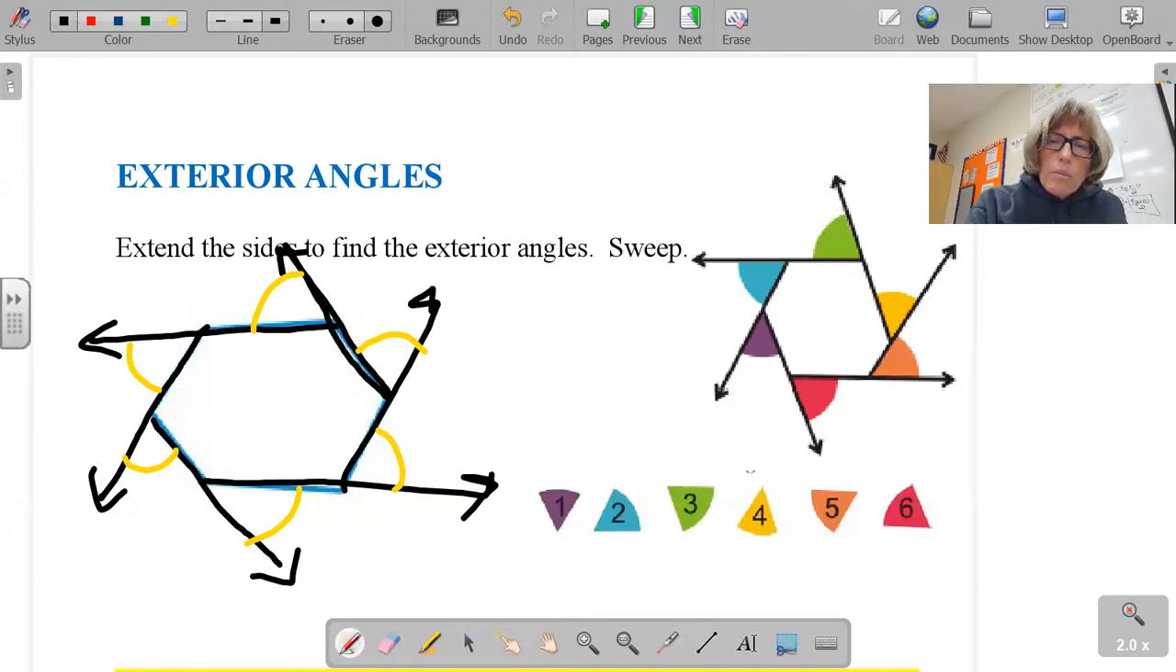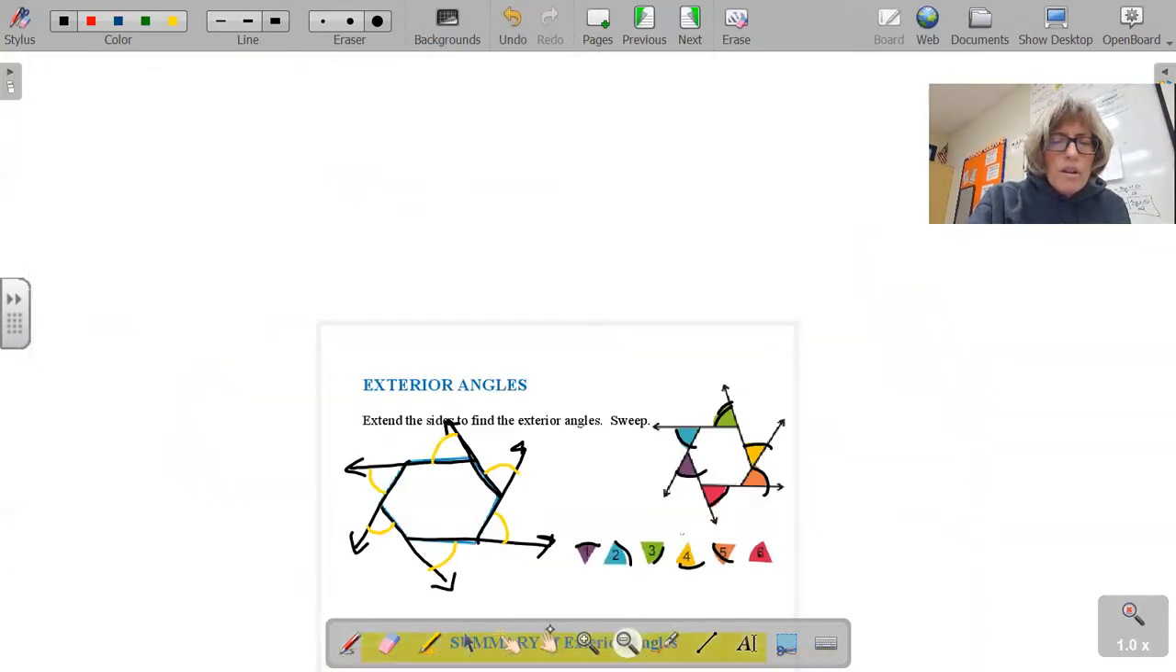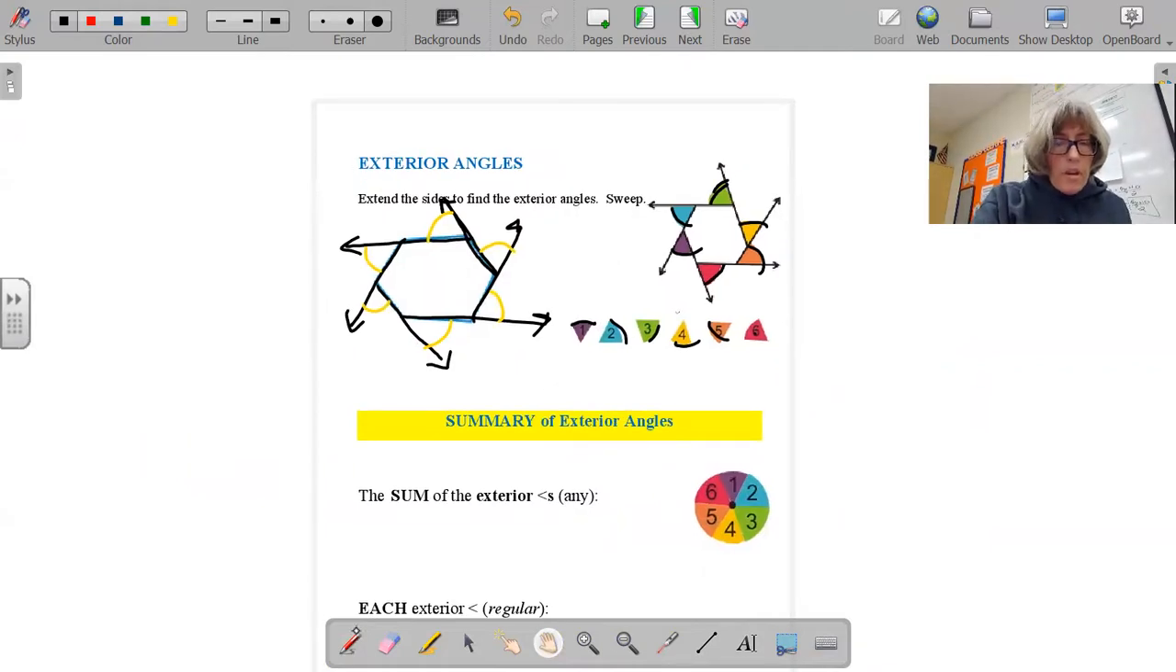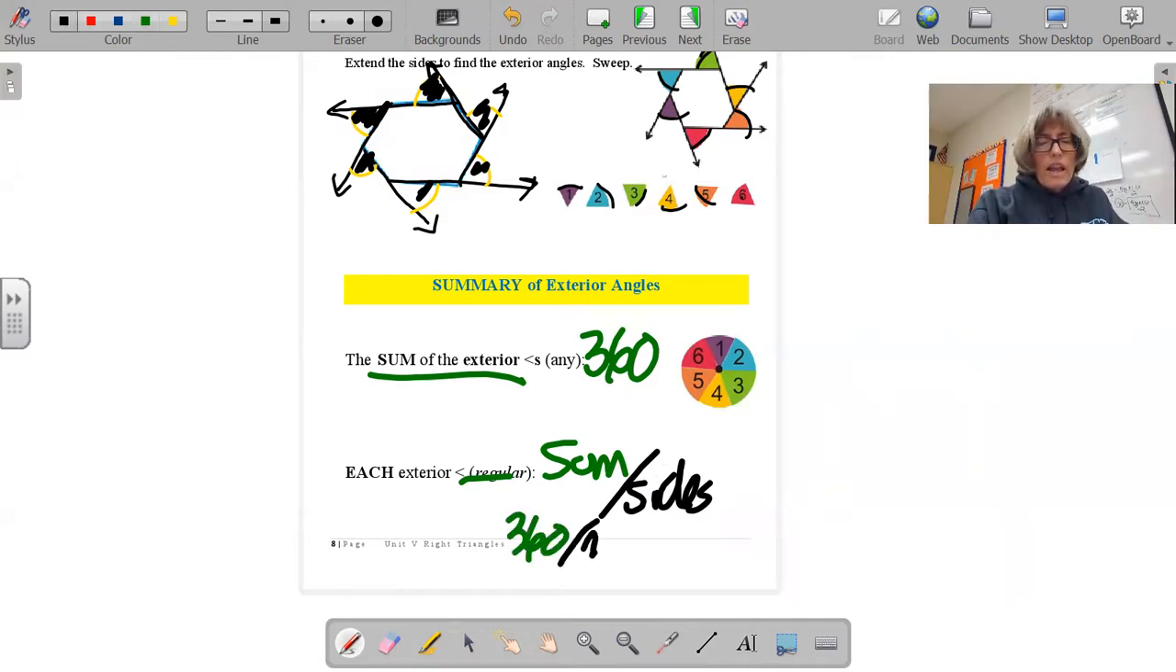I'd like you to sweep these. See, that's angle 1, 2, 3, 4, 5, and 6, that if you take those angles and roll them into each other, you're going to get 360. So these exterior angles, if you put them together like pizza slices, regardless of the number of sides, will always be 360. That's exterior angles. And if I want a single one and it's regular, you simply do sum over sides, which is going to be 360 over n.